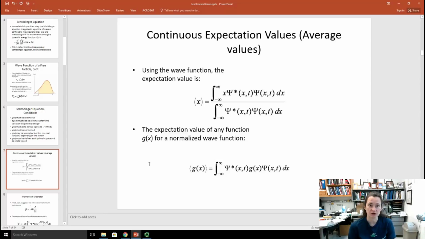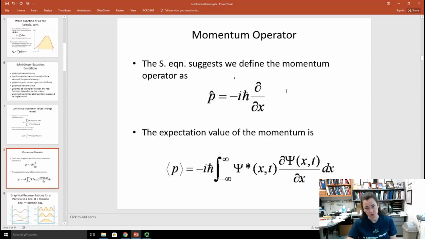It's very important if it's an arbitrary function to put g in between the complex conjugate and the wave function. Okay, it's very important to put it there because this operator g might not necessarily commute with the wave function. It might matter if you switch the order. Speaking of operators in which it's important that you keep the order correct, the momentum operator is a prime example of this.